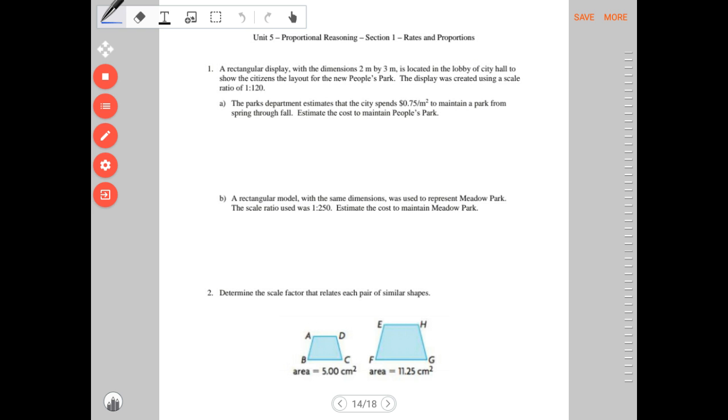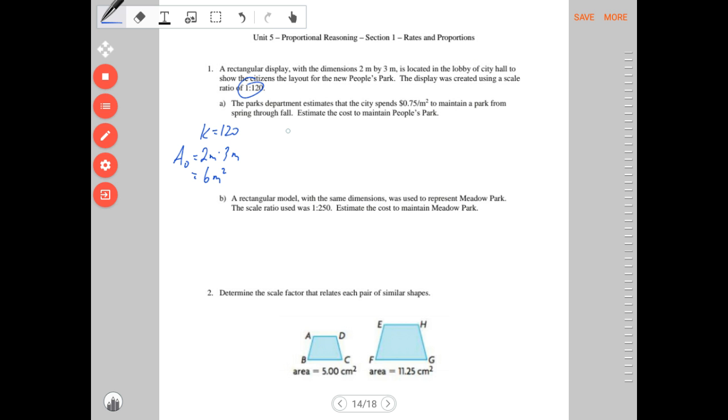All right. So really what this means is we need to know the area of People's Park. The scale factor here, K, is 120. That's what this ratio up here means. So the area of the model, if you will, or the object, is 2 meters by 3 meters. So 2 by 3, that is 6 meters squared. So the real park is enlarged by 120.